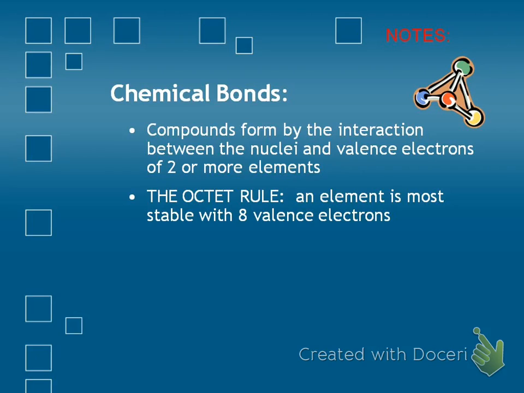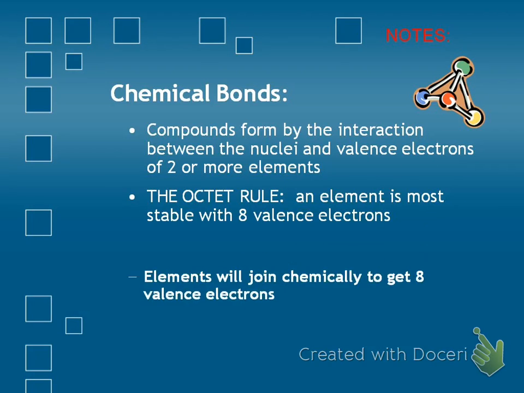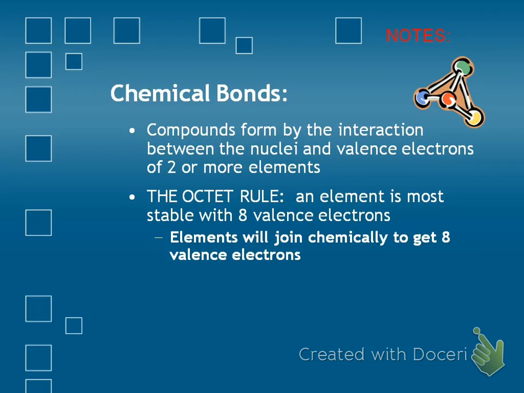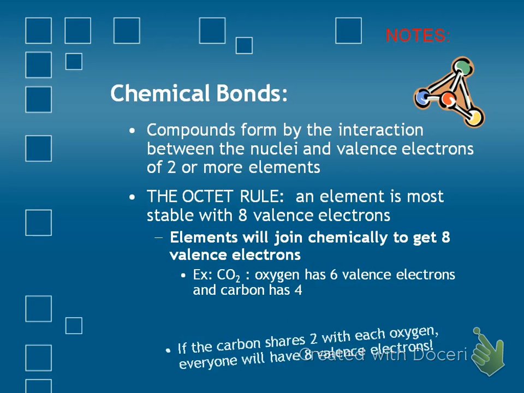And the octet rule is true for all the elements on the periodic table except for hydrogen and helium because they have so few electrons, and they only have to fill their first level to be stable. So elements are going to join with other elements to try to get a total of 8 electrons in their outer level. In CO2, each oxygen has 6 valence electrons, while carbon only has 4.